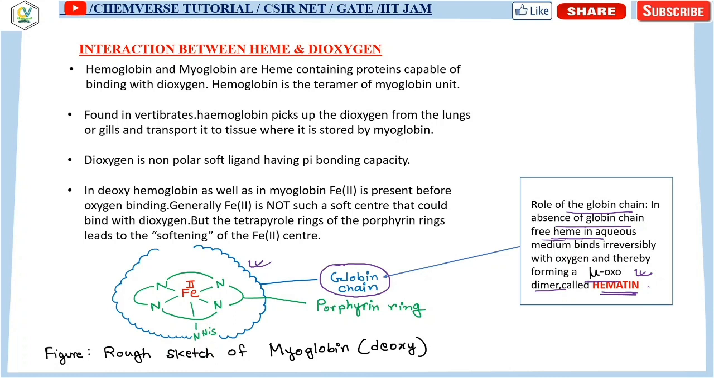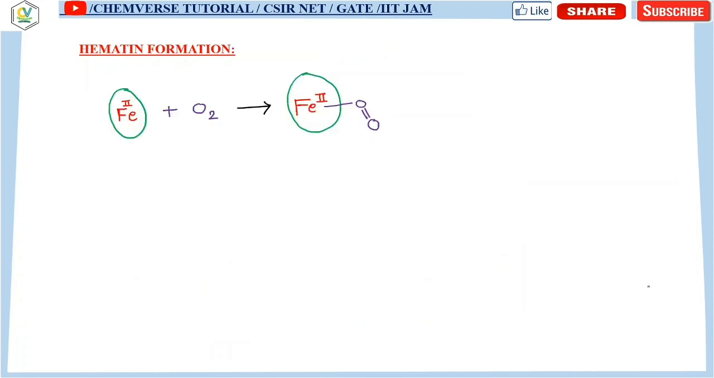Okay, it actually irreversibly binds with the oxygen. So let's discuss the hematin formation, how it actually happens. Look at this. This is basically the heme group. Over here, I am just showing the heme group, where this green circle is the porphyrin ring and iron 2 plus is present.